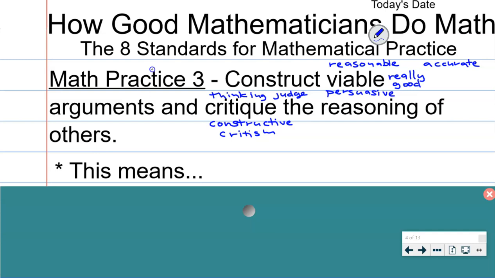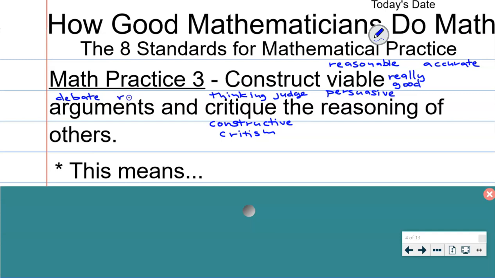What do I mean by arguments? When I say arguments, what am I really meaning? Am I saying that we should be yelling and screaming at each other in class? Jaden? Like a debate, yeah. Kind of like we did with our warm-up. We didn't really debate, but we each had a reason, right? So when I'm saying arguments, we are going to debate.